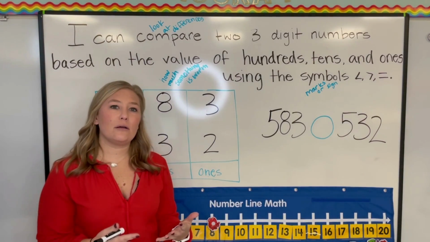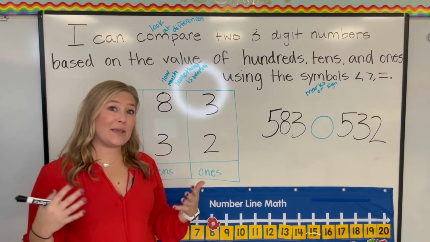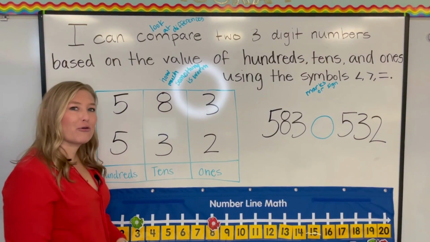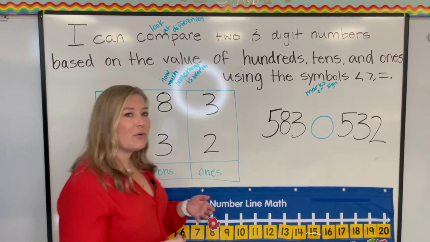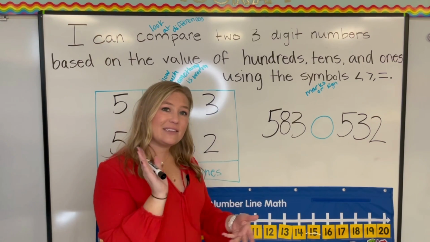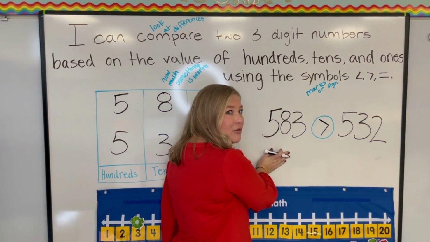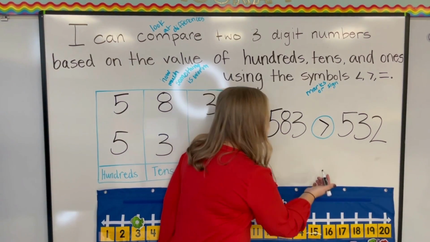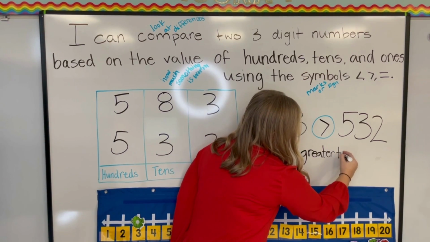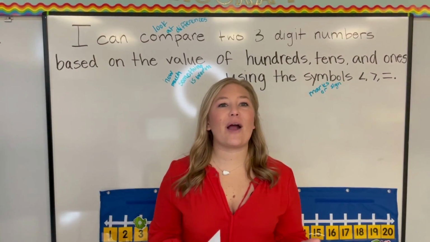Which number is bigger? You're right. Our 8 is bigger. When I think of 8 tens being 80, I know that 80 is going to be bigger than my 3 tens or 30. So now I know 583 is the bigger number. But what am I going to do? I need to draw my symbol so that the big side opens up to my big number. So I draw my symbol opening up to 583. And now when I read it, I can read it as 583 is greater than 532.